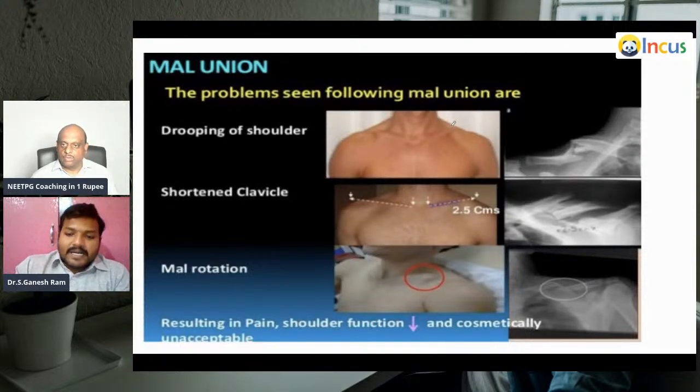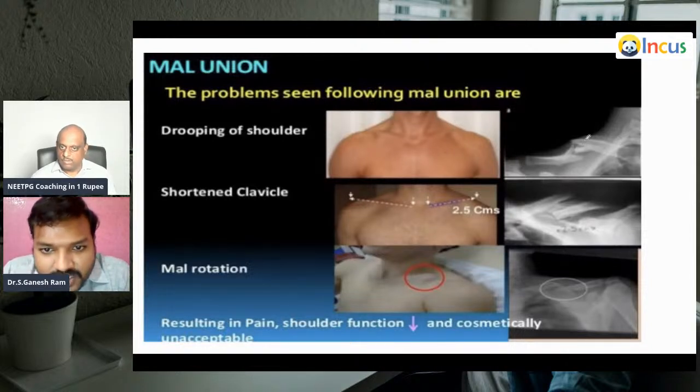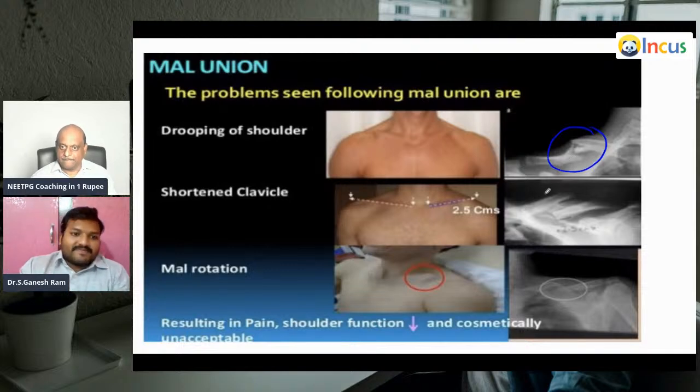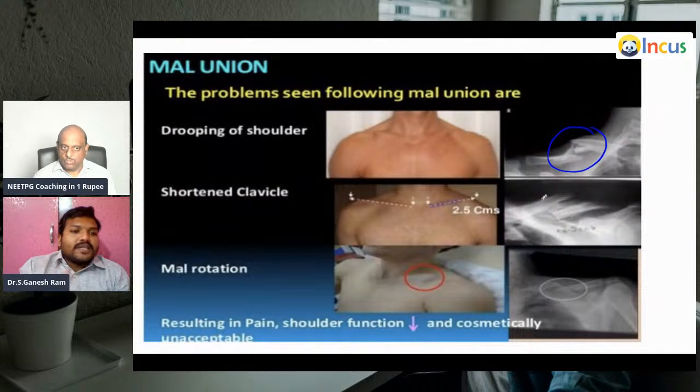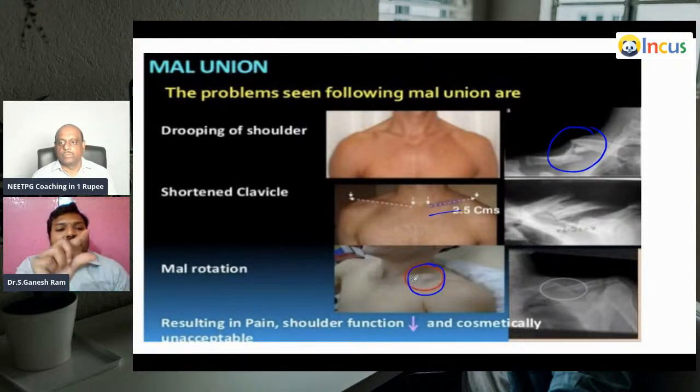So this is the case of malunion. With the X-ray, we can see here, there is some growth of the callus visible. So it could be a malunited clavicle. The common complication should be a drooping of shoulder. The length of the clavicle will become very short, and the shoulder will become short here. The cosmetic appearance will be a problem. Sometimes one fragment of the clavicle will be rotated, and that will cause further difficulty in moving the shoulders. All these are complications of the clavicle malunion.